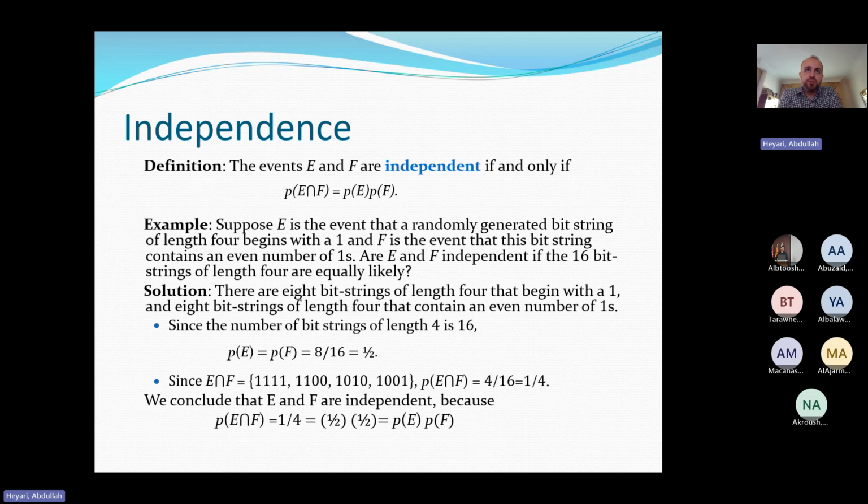And as an example here, you just consider E to be the event that a randomly generated bit string of length 4 begins with a 1. So we just generate a random bit string of length 4 and it begins with a 1. Can you tell me how many elements are in E? Come on. That's 16/2, which is 8.